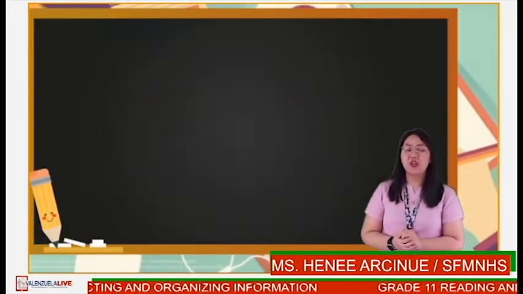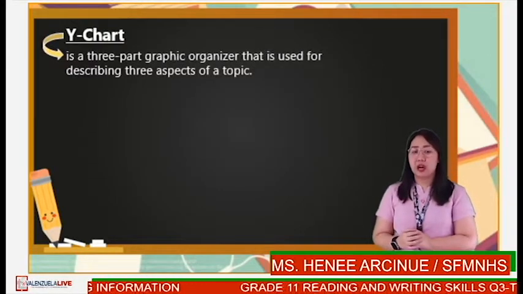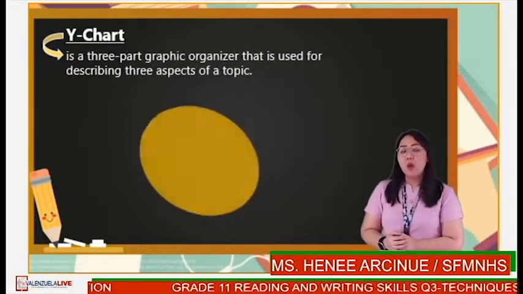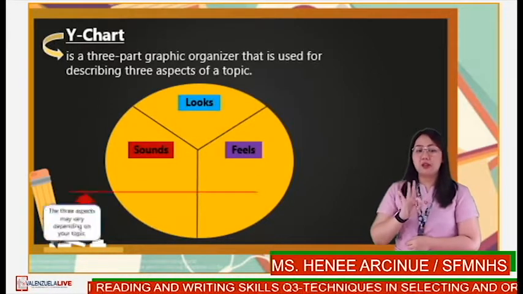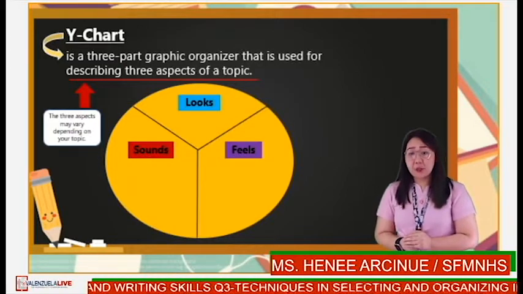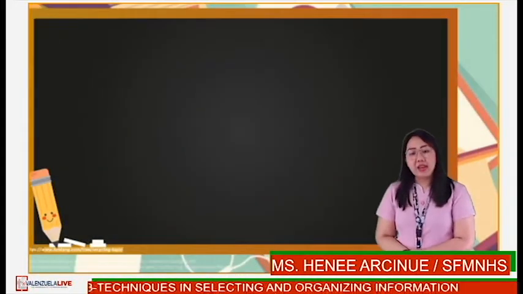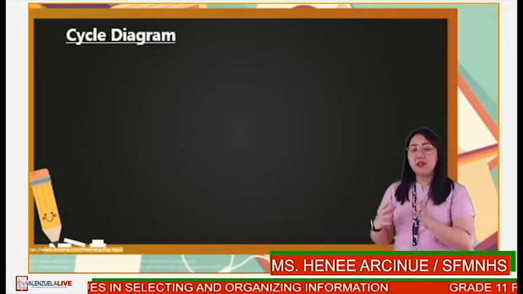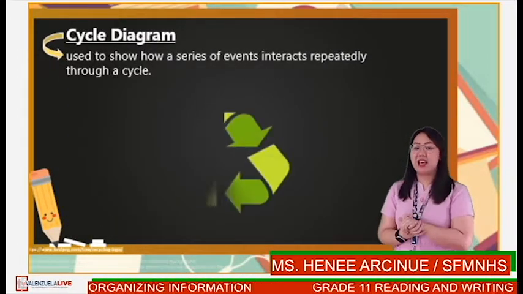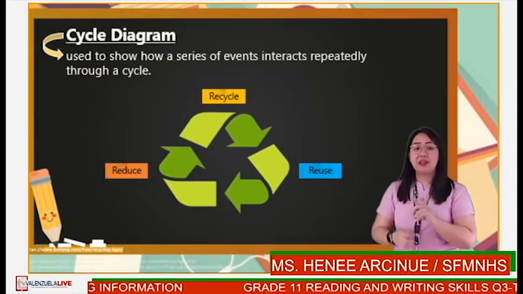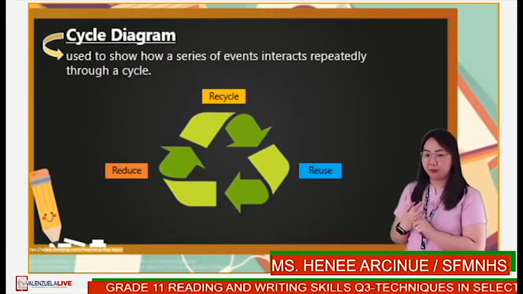Next is the Y chart. It is a three-part graphic organizer that is used for describing three aspects of a topic. We have here an example for the aspects of sounds, looks, and feels. However, the three aspects may be varied depending on your desired topic. Next is the cycle diagram. It is used to show how a series of events interacts repeatedly through a cycle. One of the best examples of this cycle diagram is the reduce, reuse, and recycle logo.